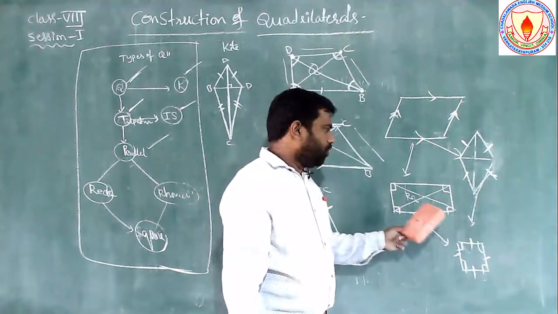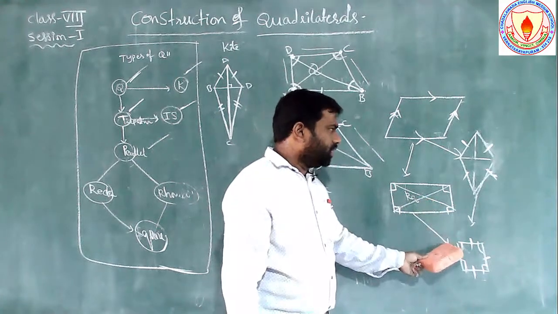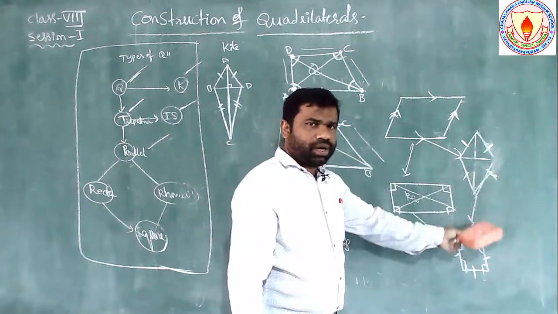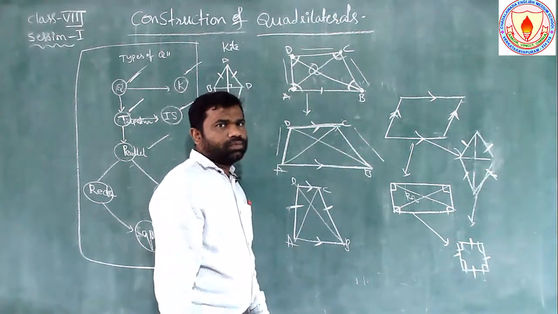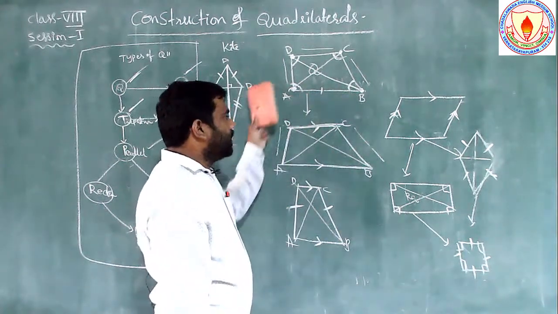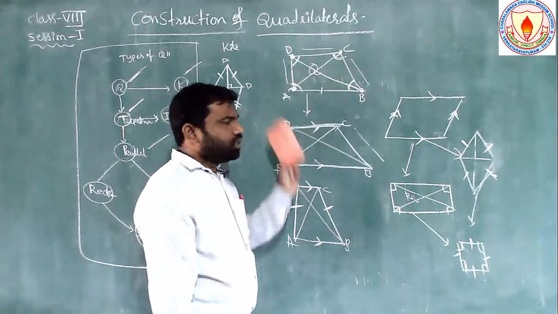Okay? So we can derive the square either from the rectangle or from the rhombus, no problem. These are the types of quadrilateral.